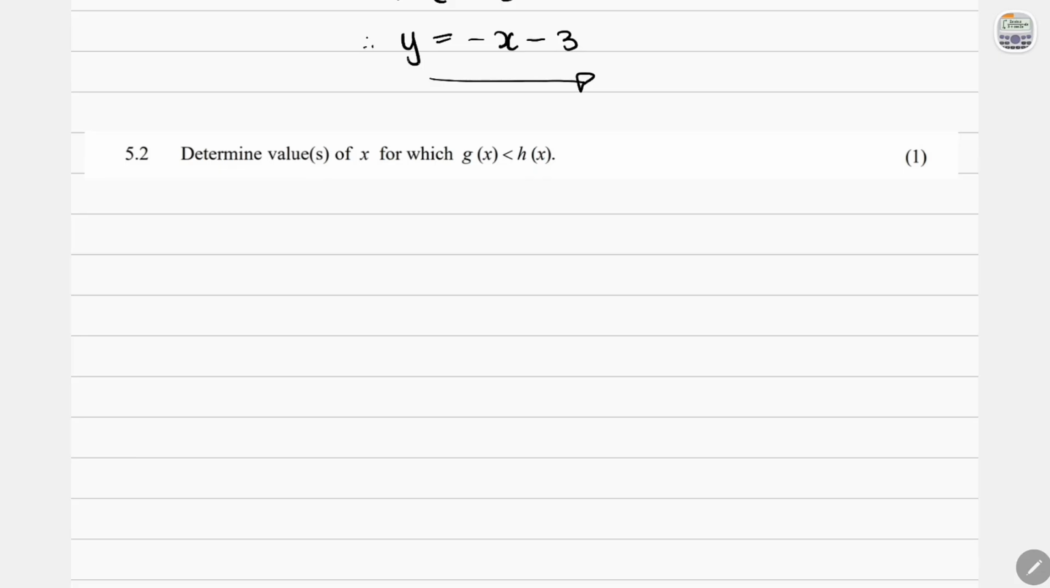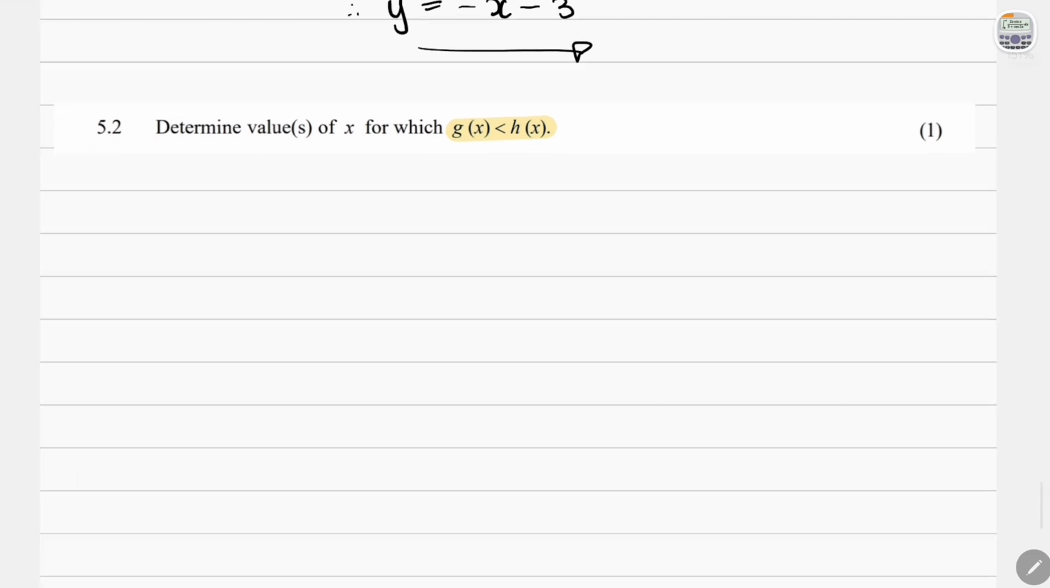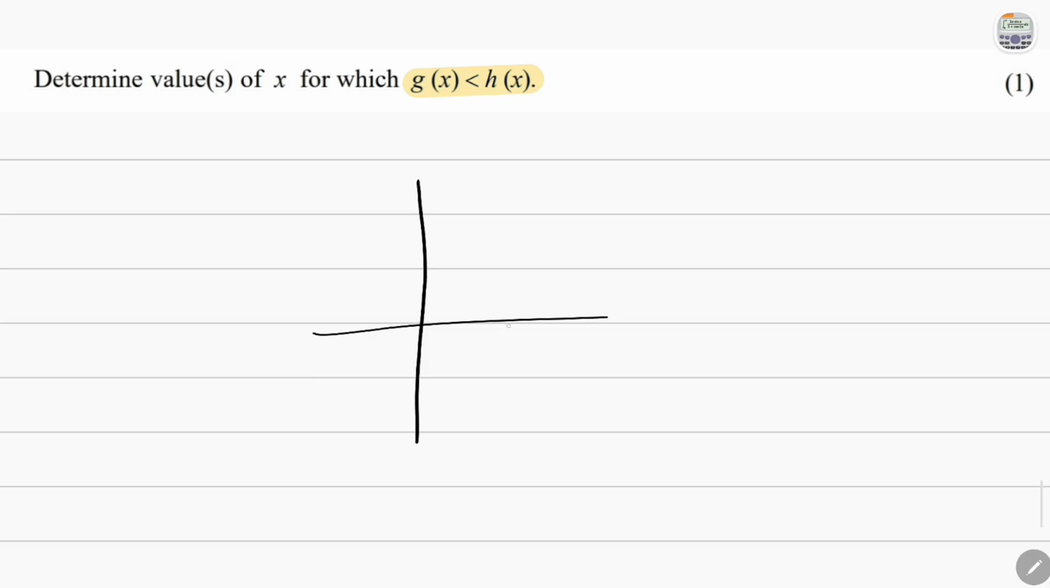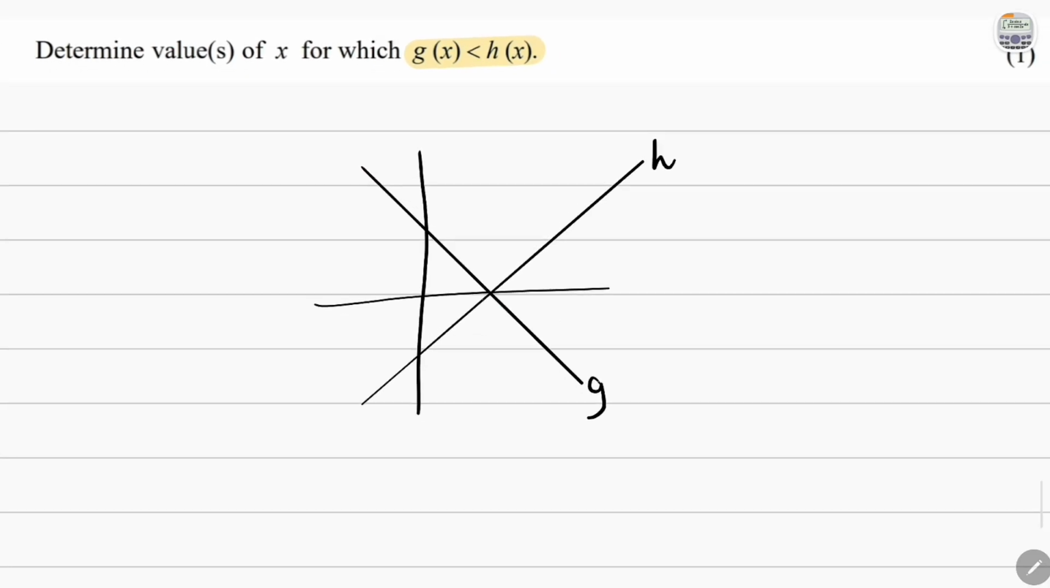Question 5.2 says, determine the value or values of x for which g of x is less than h of x. So g of x stands for the y values and h of x, the y values as well, of their respective graphs. Let's just explain it as if there were straight lines. Let's say the graph of g was a line that looked like that, and the graph of h was a line that looked like that. If we were looking for the values of x for which g of x is less than h of x, we're just asking, where are the y values of g lower than the y values of h? So this would specifically be where the graph of g is below the graph of h.